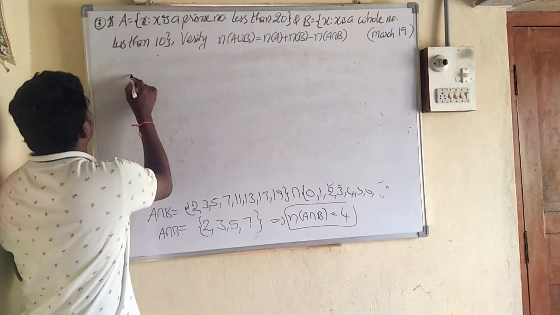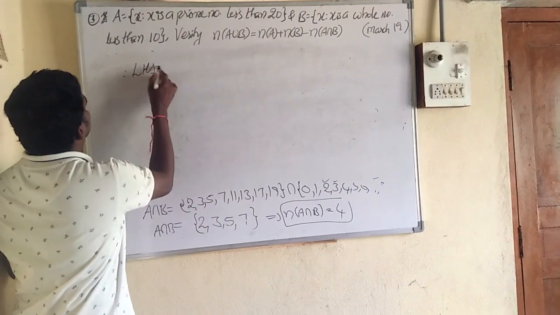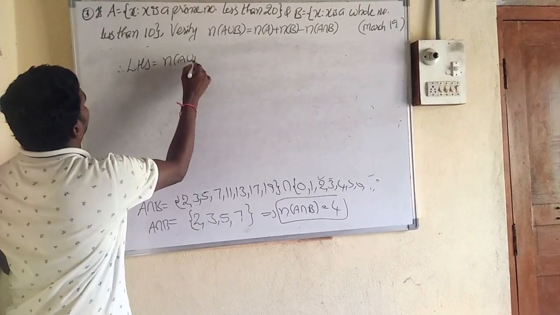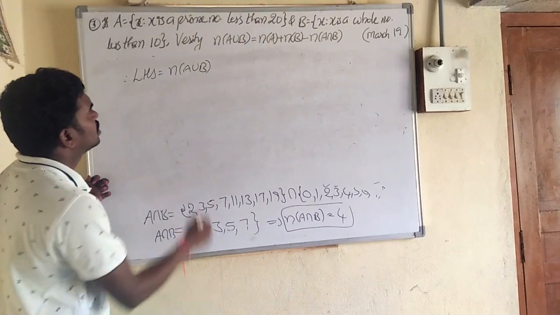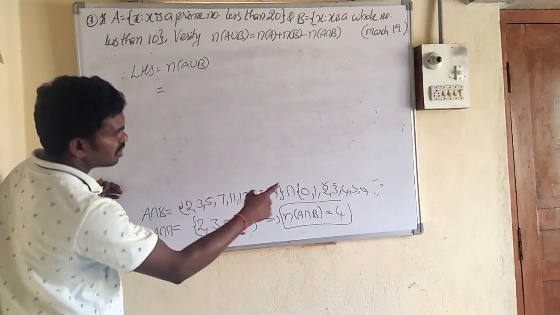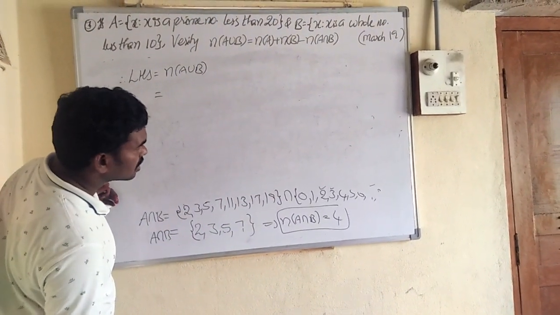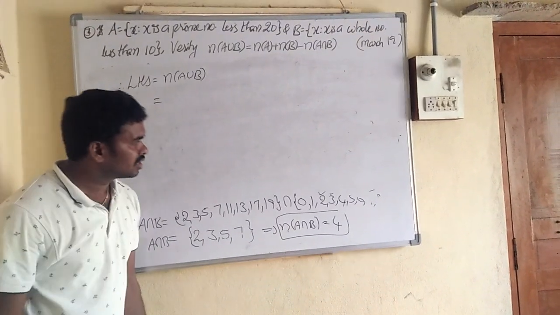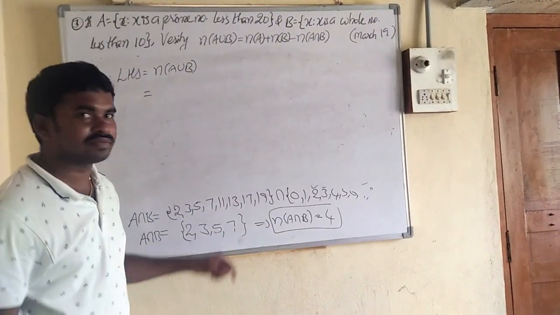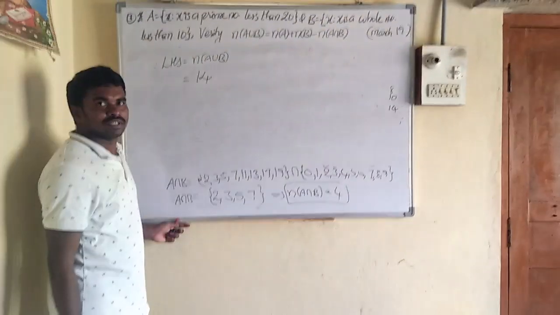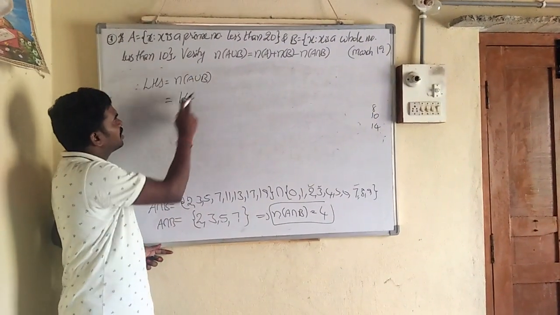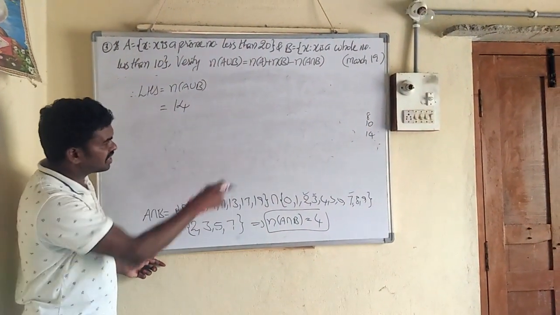So therefore, LHS is equal to N of A union B. A union B we got it, 14. Okay, LHS, N of A union B, got it, 14. We did it just now.